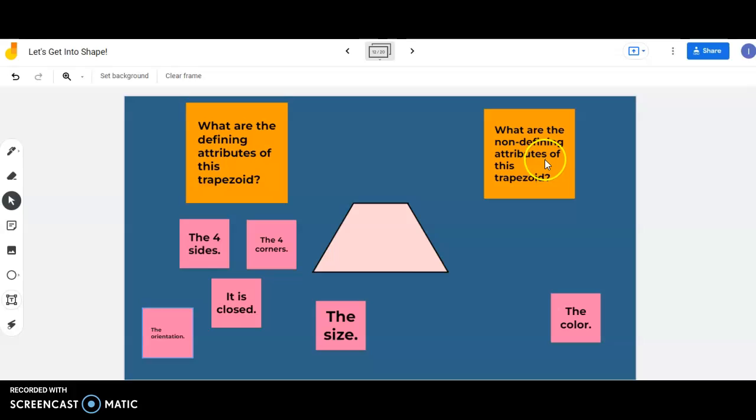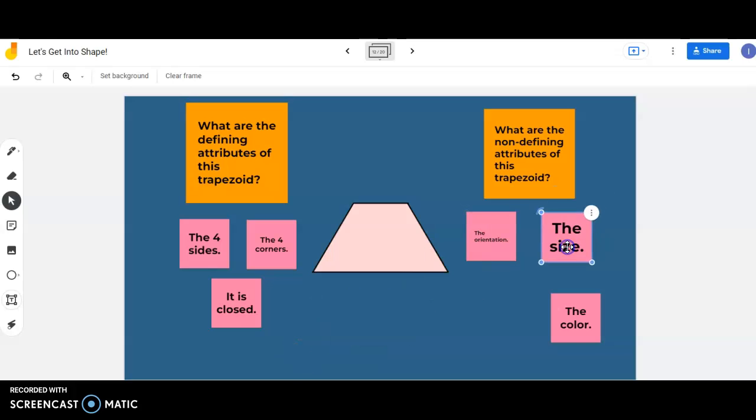What are the non-defining attributes of this trapezoid? Well, the orientation does not matter, so that's a non-defining attribute. The size also does not matter, and neither does the color, and these are all non-defining attributes.